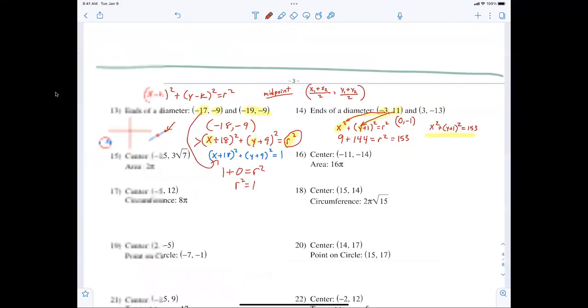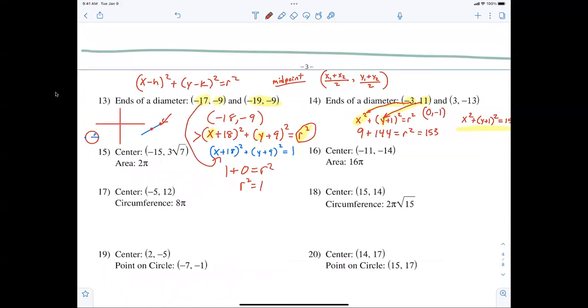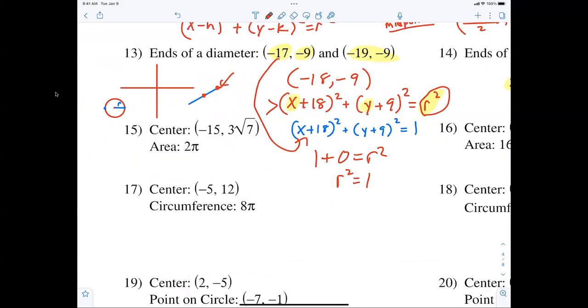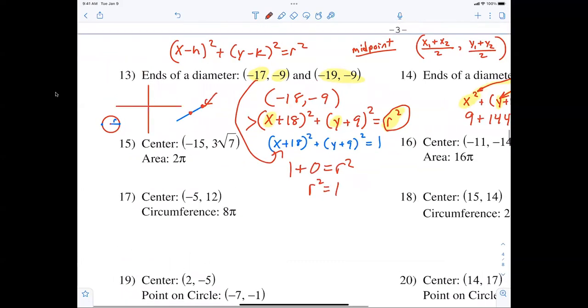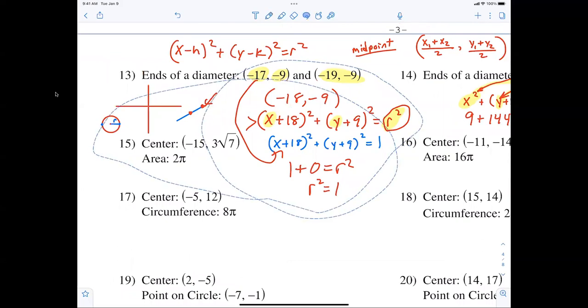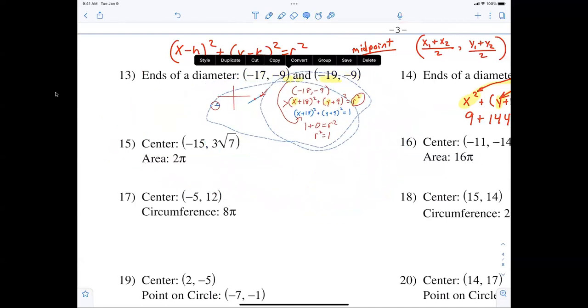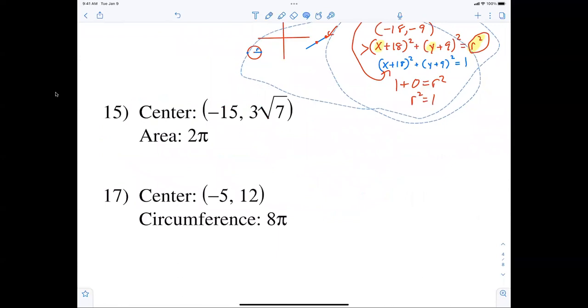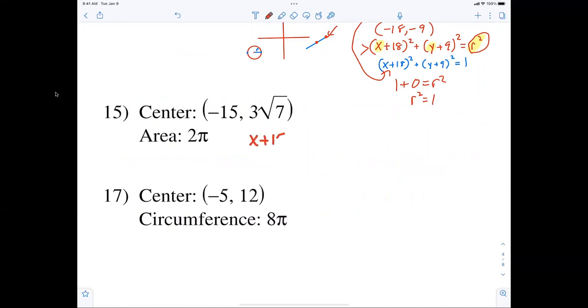All right, here we go. Let's take a look at 15. Let's everybody try to write the circle equation, the answer for 15. You got it already? How is that so quick? Because I'm a genius. Okay, here we go. I'm listening then, genius. (x plus 15) squared plus (y minus 3 radical 7) squared equals 2.